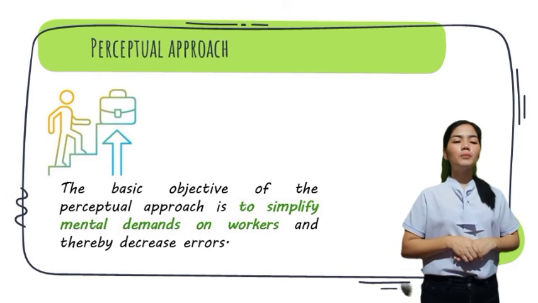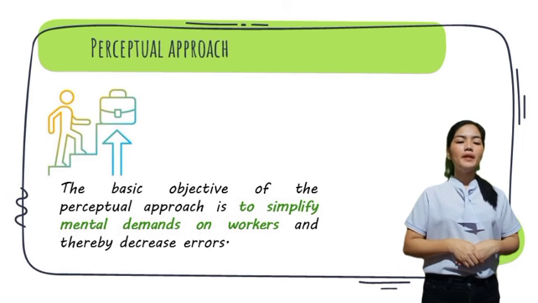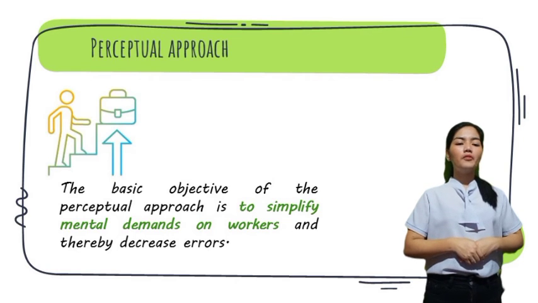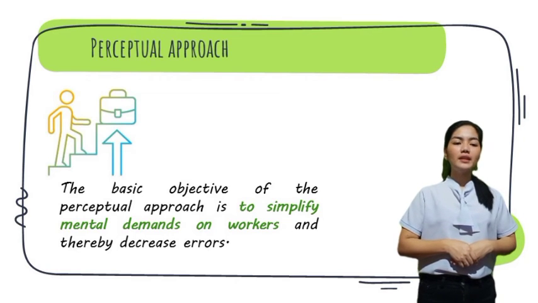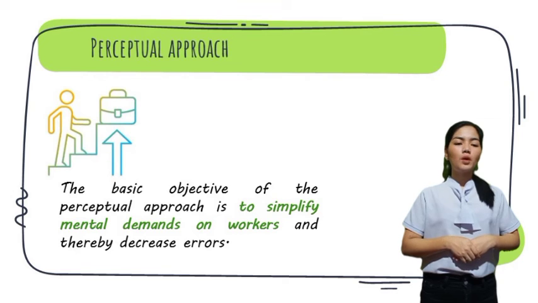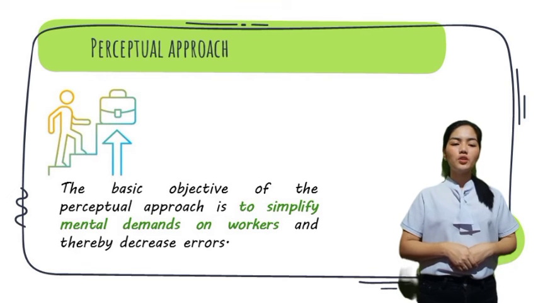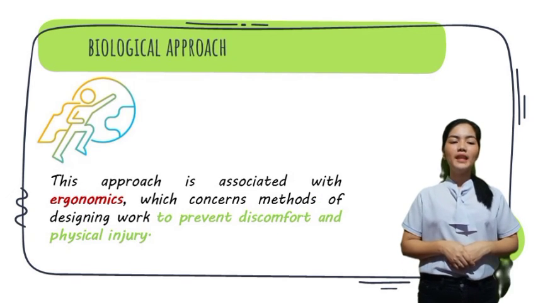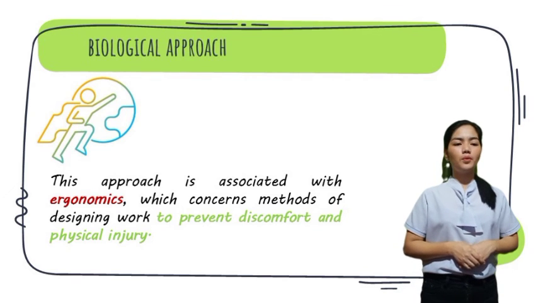Next is the perceptual approach. The basic objective of the perceptual approach is to simplify mental demands on workers and thereby decrease errors. Safety and prevention of accidents are critical. The perceptual approach to job design usually results in work characterized by sequential processing and low autonomy. And lastly is the biological approach.